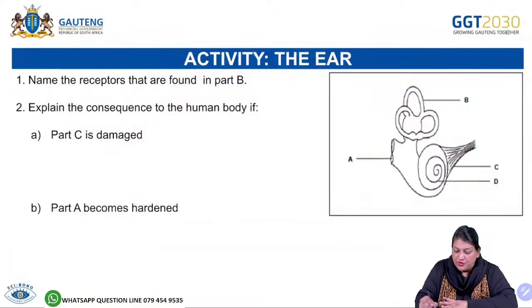Okay, and here are the questions, children. This is part C, the auditory nerve. If it's damaged, it won't be able to carry a nerve impulse to the cerebrum. Therefore, hearing will be affected.